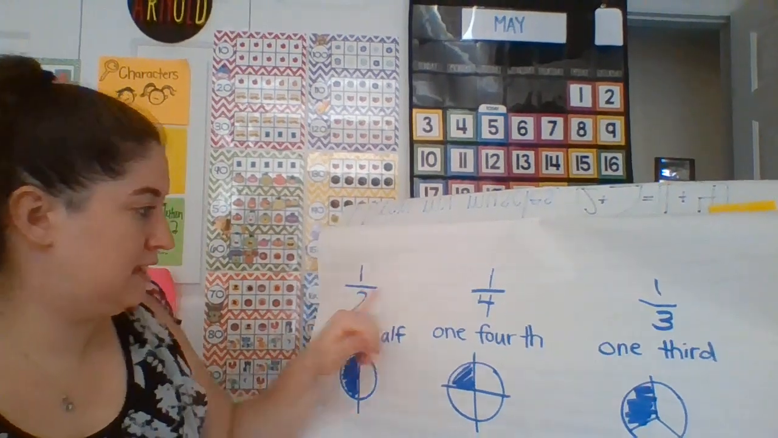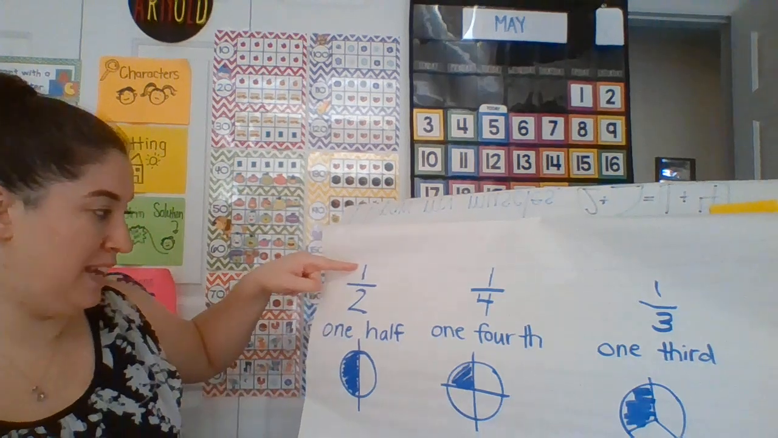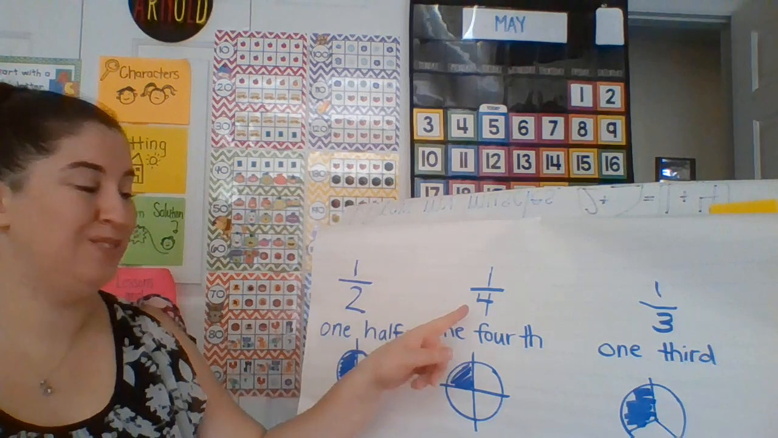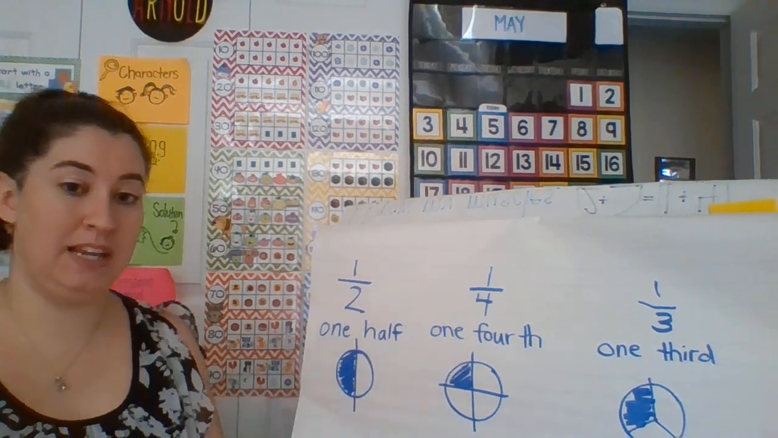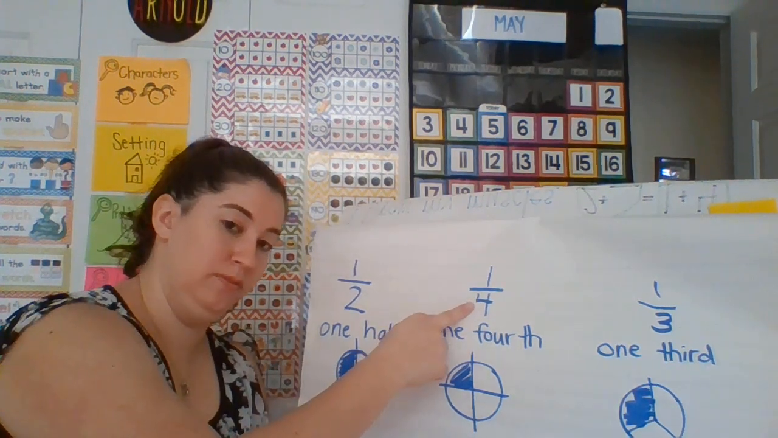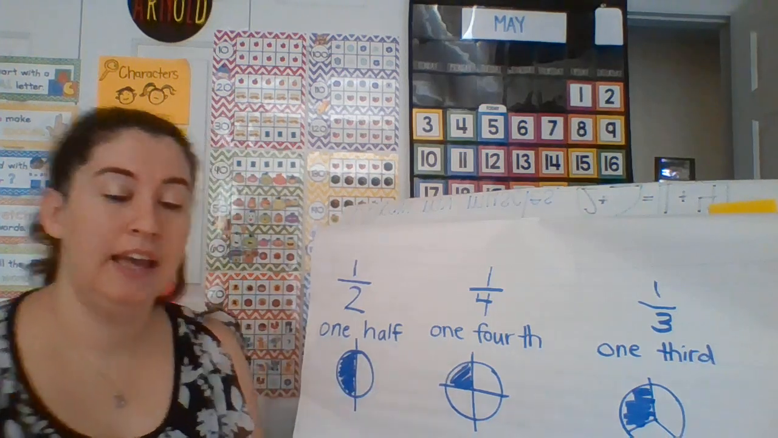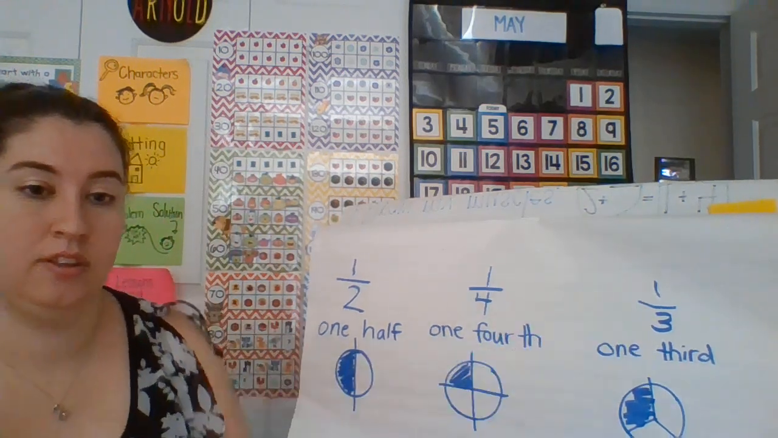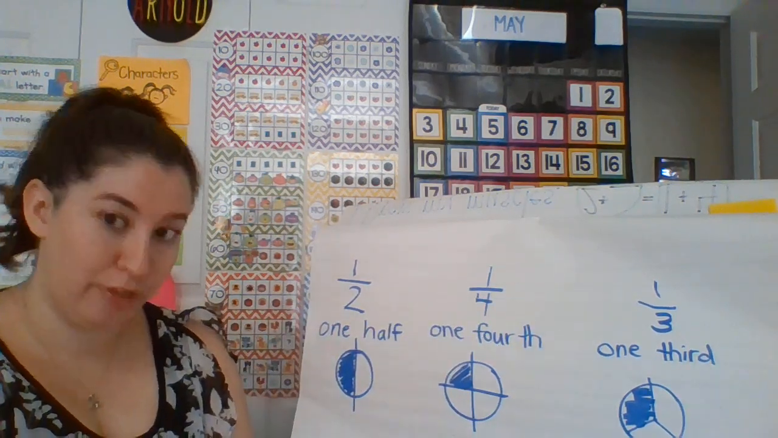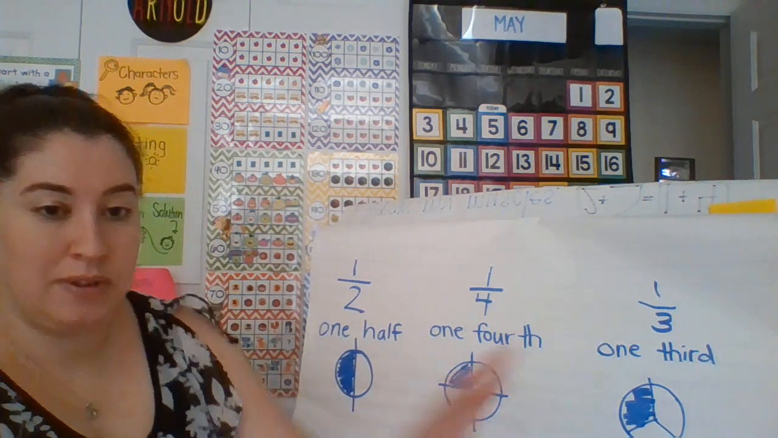We discussed these 3 fractions. This one is 1/2, meaning 1 piece out of 2. So I have 1 out of 2 pieces. This one is 1/4, meaning I have 1 piece out of 4. 1, 2, 3, 4. I get 1. And our last one is 1/3, meaning I have 1 piece out of 3. 1, 2, 3. So these are the 3 fractions that we talked about.